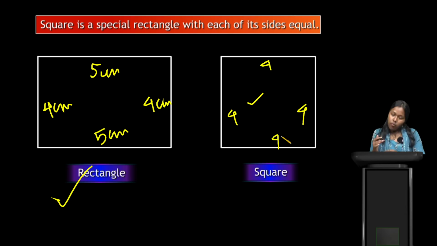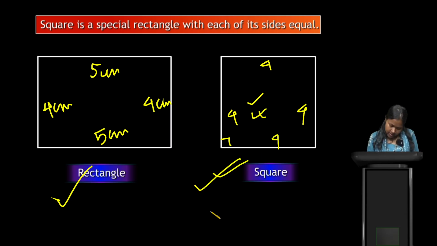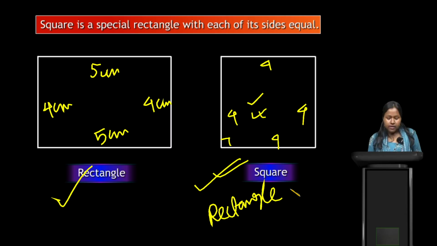But it fulfills the condition that opposite sides are parallel and equal, and each angle is 90 degrees. That means it is the definition of a rectangle. This square fulfills the definition of a rectangle, so obviously this square is a rectangle. But this rectangle is not fulfilling the condition for a square. Why? Because all sides are not equal.